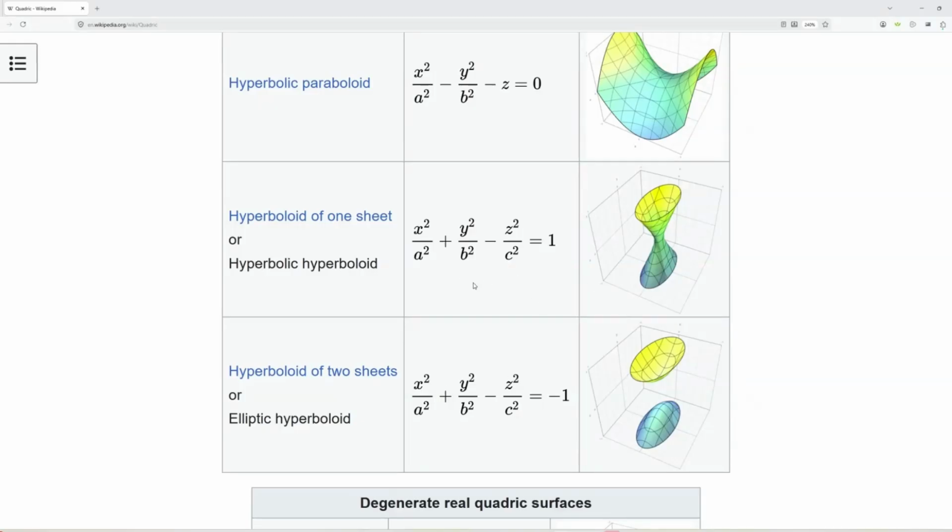Now, in both cases, there will be two traces that are going to be a hyperbola, but one of those traces will be an ellipse. And as we will see, in the case of a hyperboloid of two sheets, whichever variable has a negative sign in front of it, that variable will not be able to assume values for anything between, in this case, negative c and c.